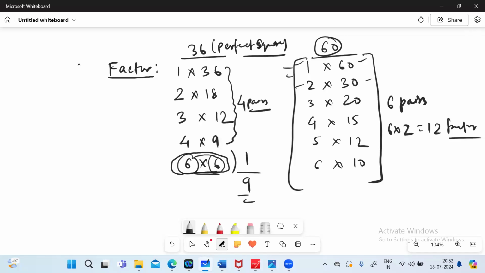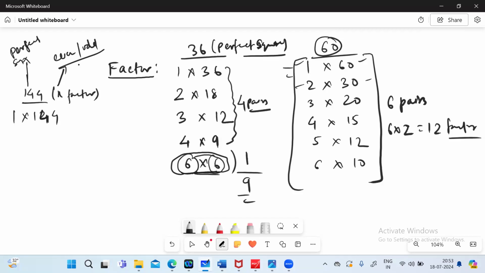So this is a very important observation. Let's say I am writing a number 144, and I am also giving you that 144 has X factors. So is X an even number or odd number? Tell me. The question is: if X is the total number of factors of 144, what can we say about X, whether it is an even number or odd number? Odd. Why? Because 144 is a perfect square. That means it will have a few pairs of factors, and there will be one factor which will come alone.